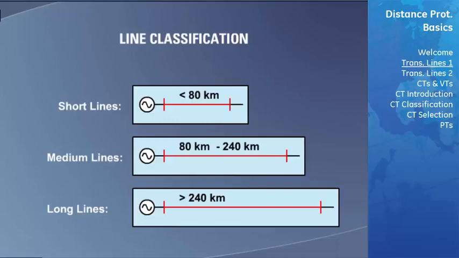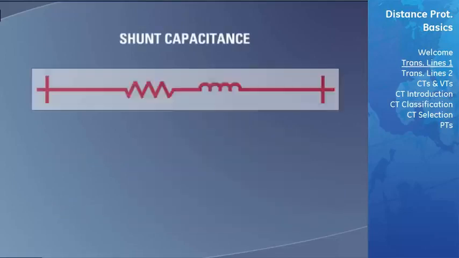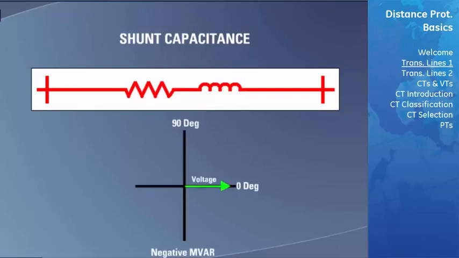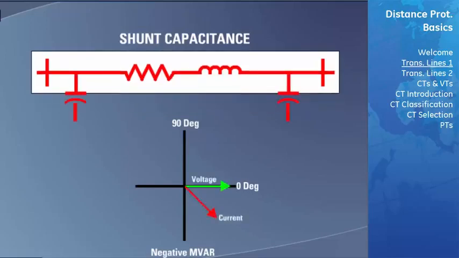Another factor of transmission lines that is useful to note is the occurrence of shunt capacitance on a line. Normally, transmission lines have a certain amount of inductive losses due to the inductive nature of transmission lines. This vector diagram shows the effect this inductance has by adding negative megavars and moving the current and voltage away from unity power factor. Shunt capacitance occurs between the transmission lines and the ground.